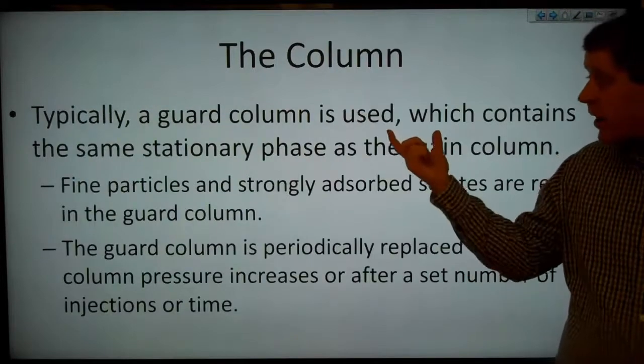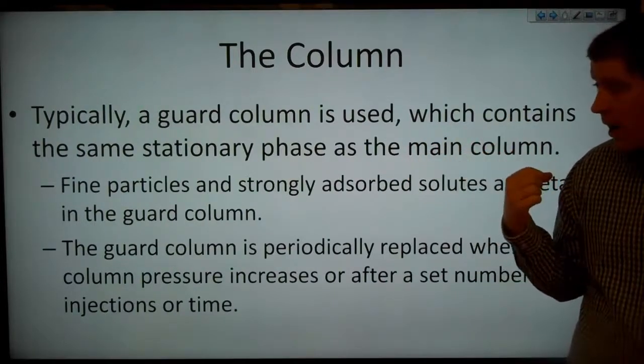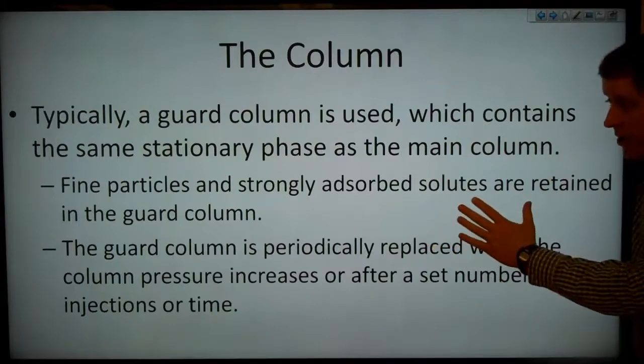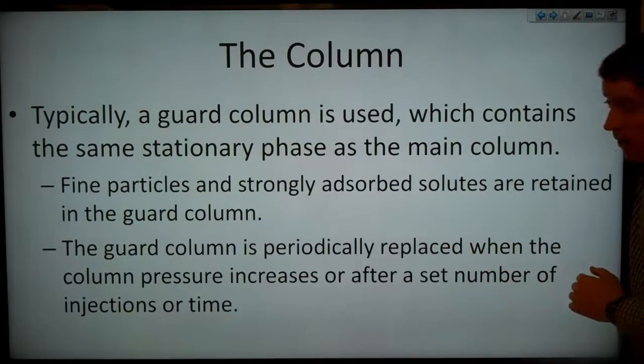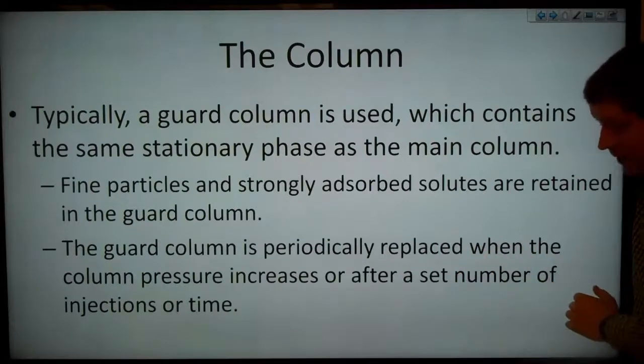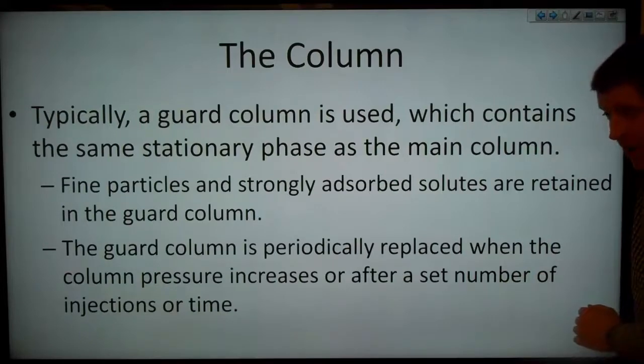Typically, a guard column is used, which contains the same stationary phase as the main column. So fine particles and strongly adsorbed solutes are retained in the guard column. The guard column is periodically replaced when the column pressure increases or after a set number of injections or a set time.